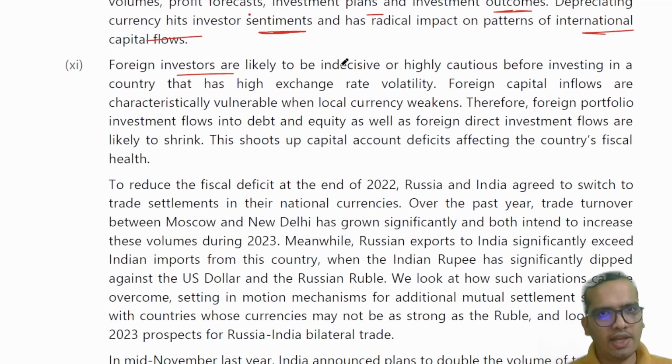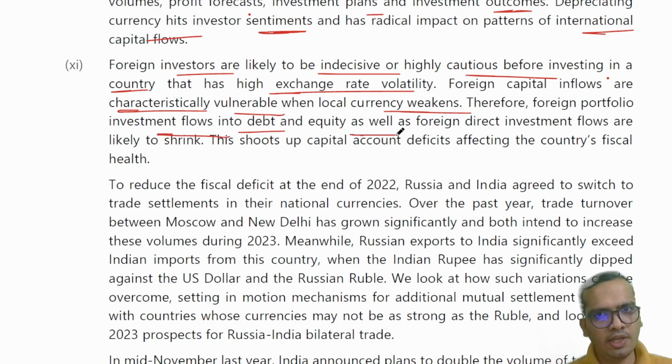Foreign investors are likely to be highly cautious before investing in a country that has high exchange rate volatility. Foreign capital inflows are characteristically vulnerable when the local currency weakens. Therefore, foreign portfolio investment flows in debt and equity, as well as foreign direct investment flows, are likely to sink. This shoots up the capital account deficit, affecting the local fiscal health.